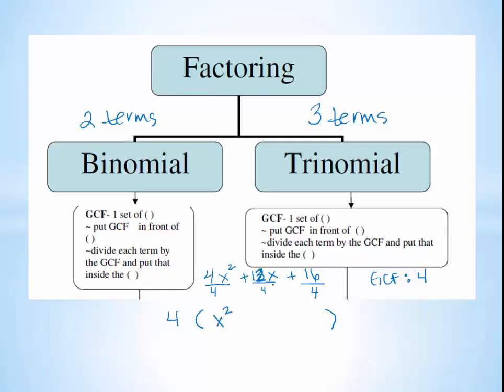Just x squared. What's 12x divided by 4? And then 16 divided by 4. So that's how you do a GCF problem, whether it's a binomial or a trinomial. You want to pull your GCF out, make one parenthesis, divide by your GCF, and see what's left over.